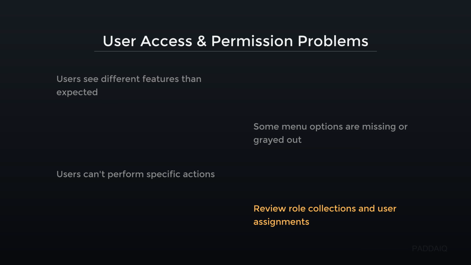Review role collections and user assignments. This means checking which permissions users have and ensuring they match their job needs. For example, verify that only finance staff can run payment reports, not marketing teams. Proper access control keeps business data secure and workflows efficient.